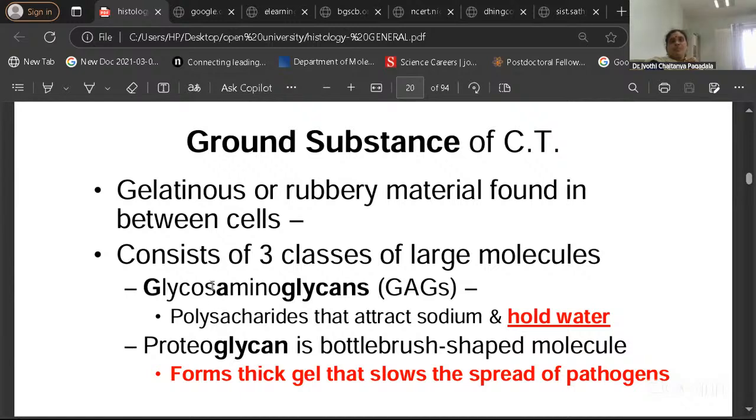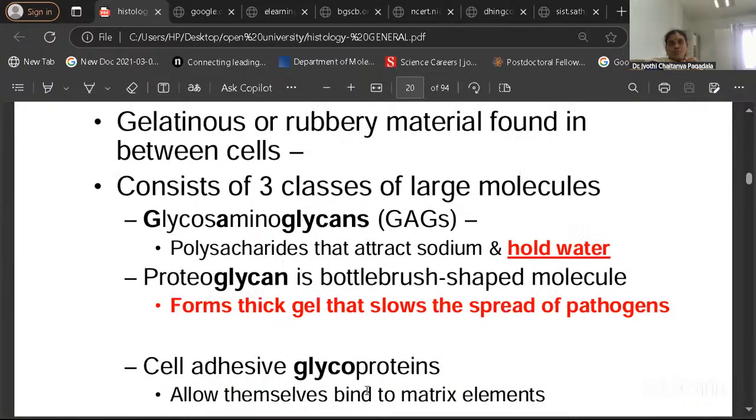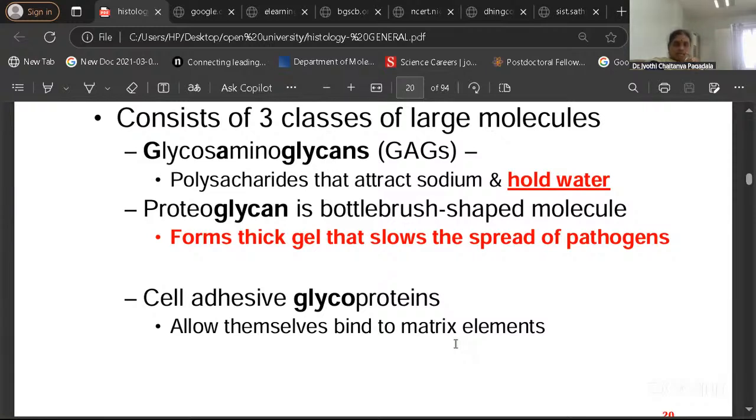What is it made of? It consists of three classes of larger molecules. Those are glycosaminoglycans, GAGs, polysaccharides that attract sodium, which holds the water; and proteoglycan, a bottle brush-shaped molecule that forms a thick gel that slows the spread of pathogens. And cell-adhesive glycoproteins allow cells to bind to matrix elements.